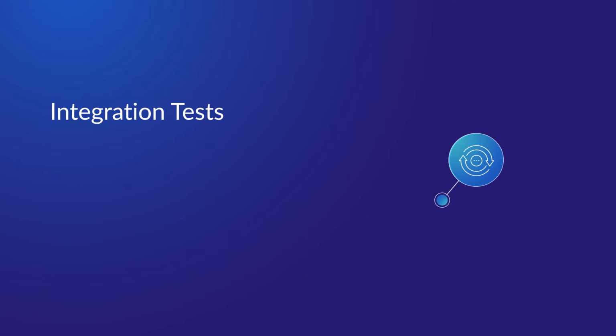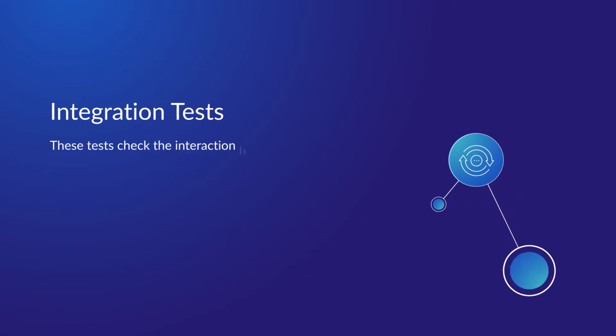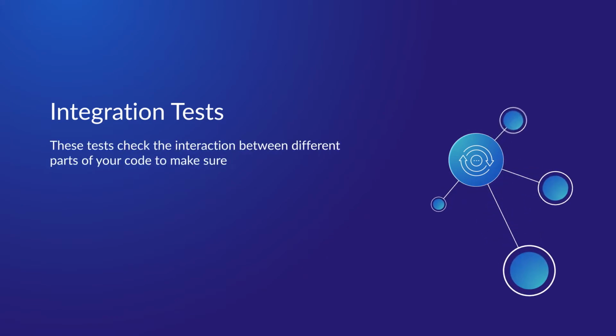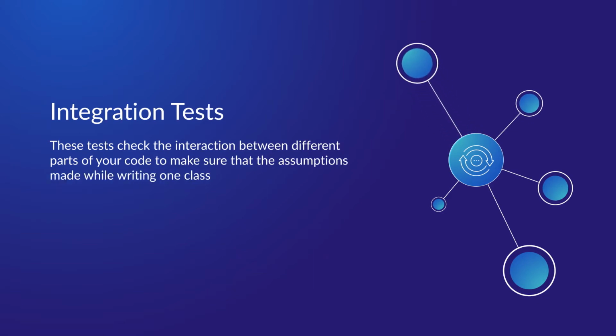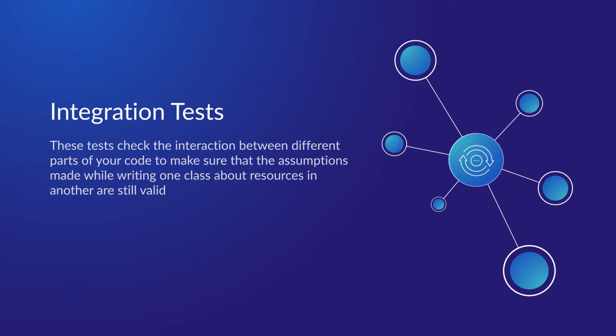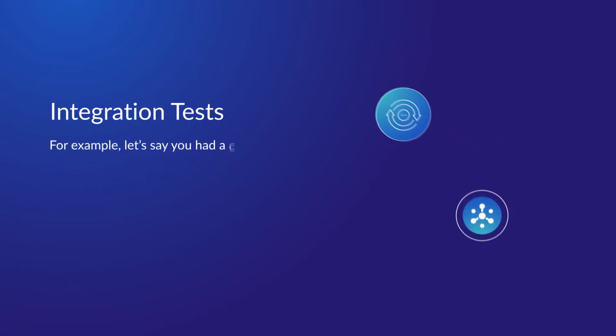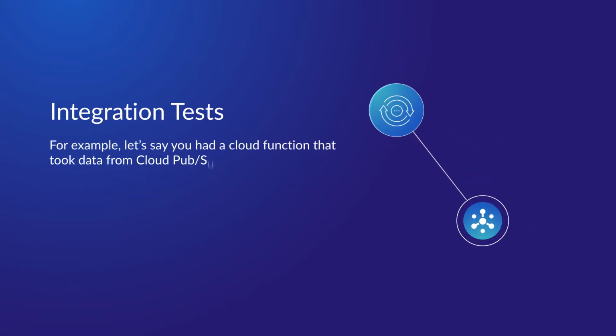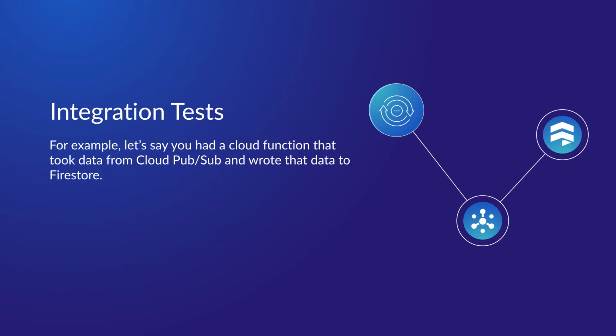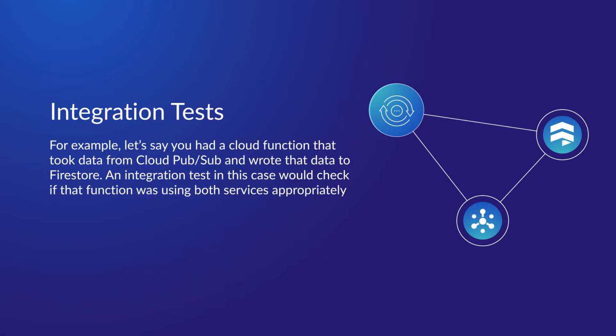Integration tests. These tests check the interaction between different parts of your code to make sure that the assumptions made while writing one class about resources in another are still valid. For example, let's say you had a cloud function that took data from Cloud PubSub and wrote that data to Firestore. An integration test in this case would check if that function was using both services appropriately.